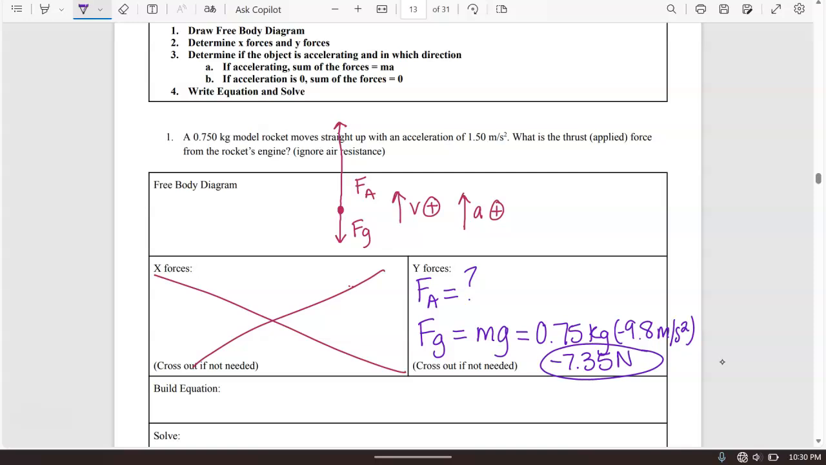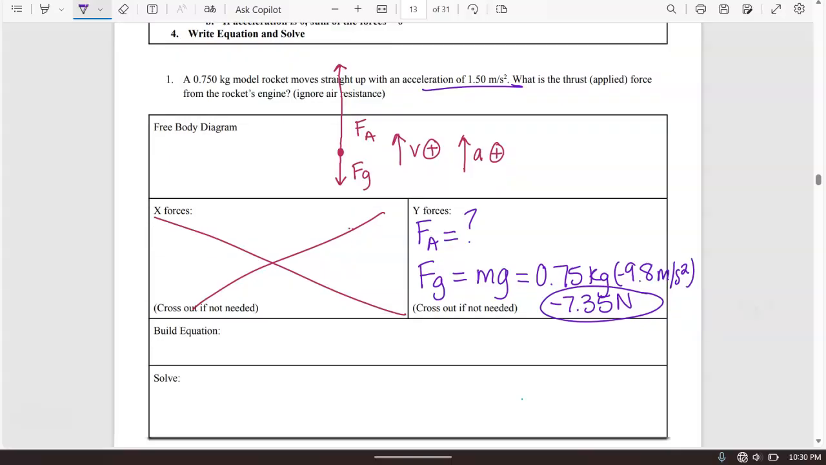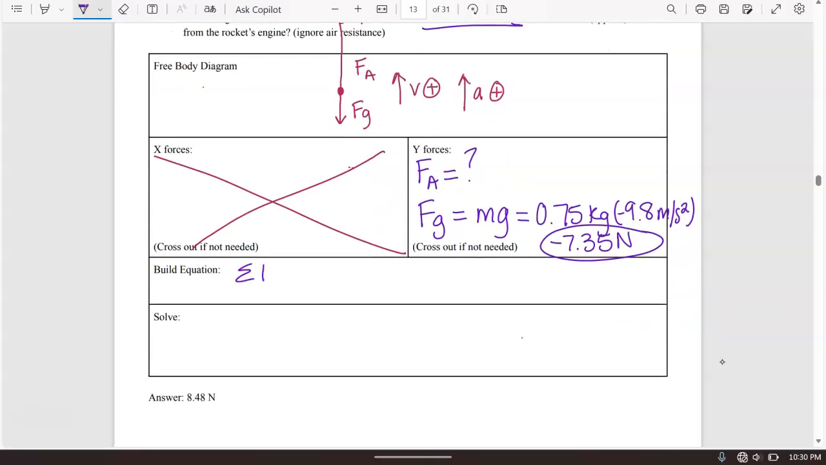So next I'm going to go ahead and start to build my equation. So I know this object is accelerating because I'm actually given an acceleration here. So when I build my equation, net force equals ma, I'm only going to look at those y forces because I don't have any forces in the x direction. And this is going to be equal to mass times acceleration because I am accelerating. So this net force here essentially means total force, or the sum of all of our forces. So the sum of our forces is going to be our applied force plus our force of gravity. And that's equal to our mass times acceleration.